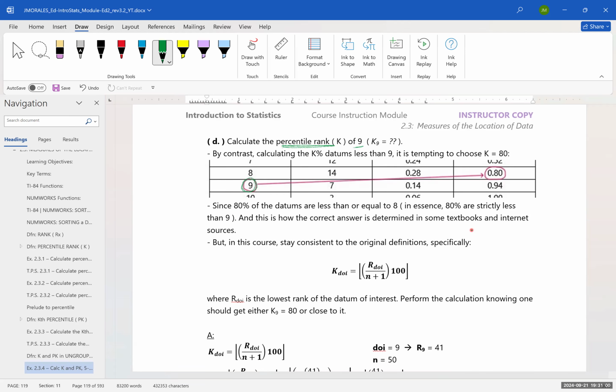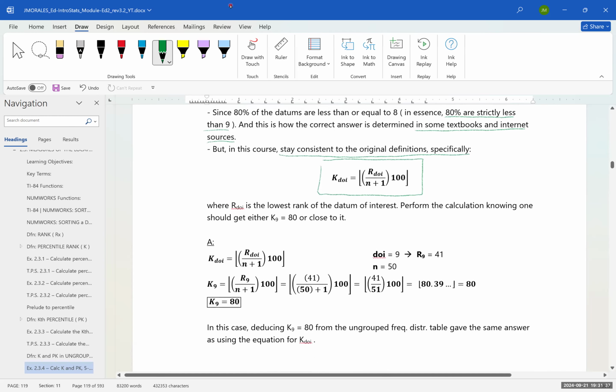So it might be tempting to choose k equals 80, a percentile rank of 80, since 80% of the datums are less than or equal to 8, in essence, 80% are strictly less than 9. And this is how the correct answer is determined in some textbooks and internet sources. But in this course, we want to stay consistent to the original definitions. So specifically, this is how we calculate the percentile rank of a datum of interest.